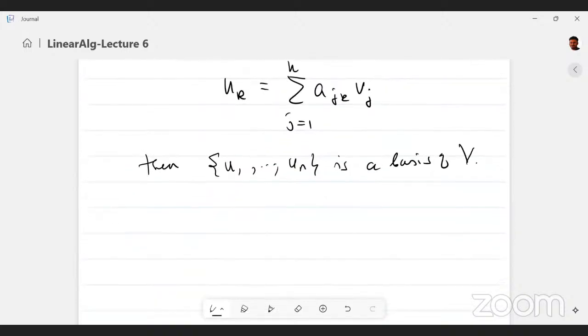Sir, we are assuming VJ is our basis, right? Yeah, VJ is our basis. That is the given basis, let's say. Or if you want, you can take it to be the standard basis, not a problem.